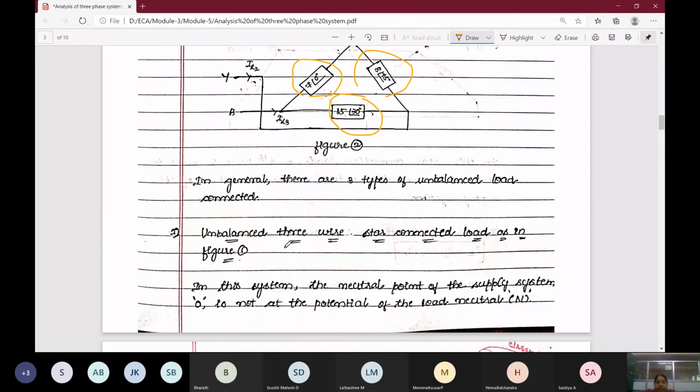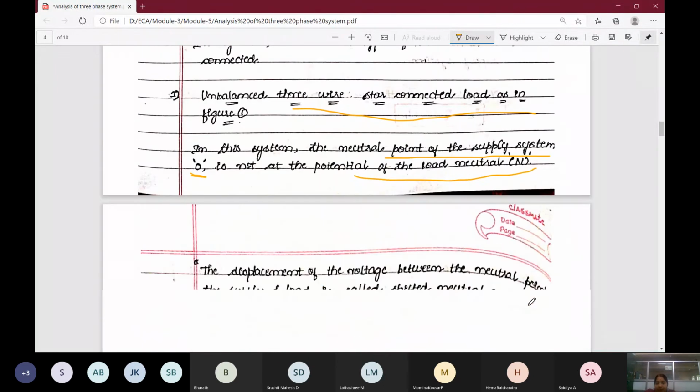First one is the unbalanced 3-wire star connected load. In this system, the neutral point of the supply system is not at the potential of the load neutral. Two things we will be considering here, the supply system and the load. The supply system neutral point is O, and the load neutral point is N. Two different symbols are used, O and N.